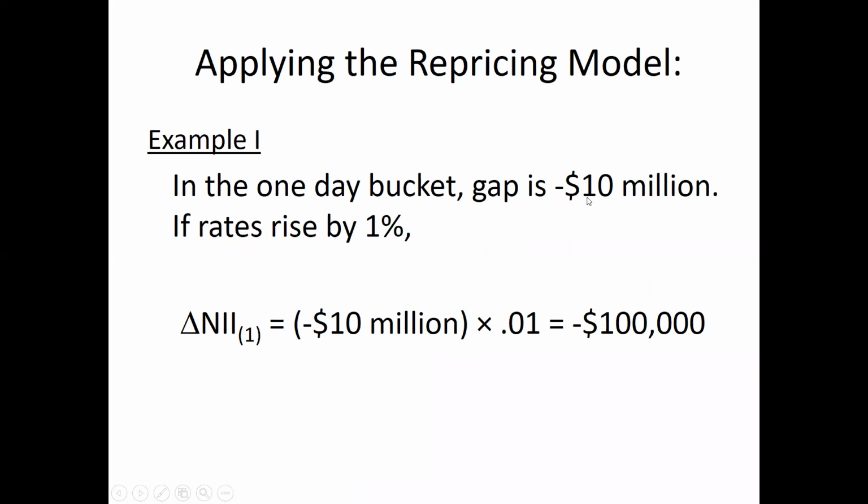So a gap of negative 10 million shows that rate sensitive liabilities are greater than rate sensitive assets. The gap is calculated as the difference between rate sensitive assets and rate sensitive liabilities, so RSA minus RSL gives you this gap. The cumulative gap is just accumulating all the maturity buckets. So a negative gap will lead to a reduction in net interest income if interest rate increases.